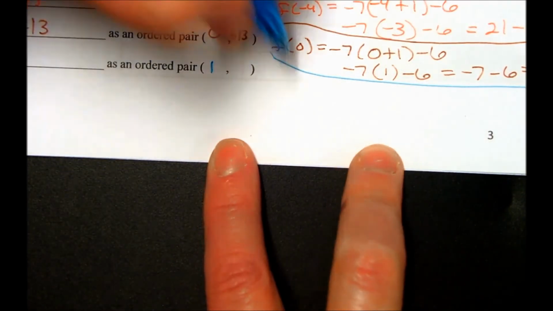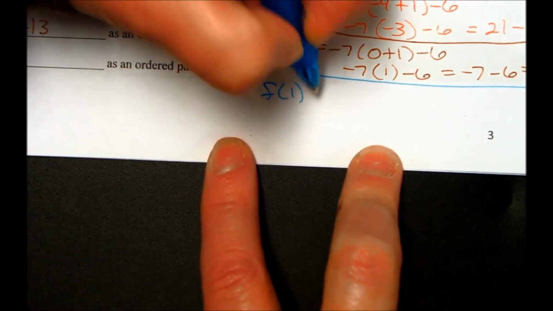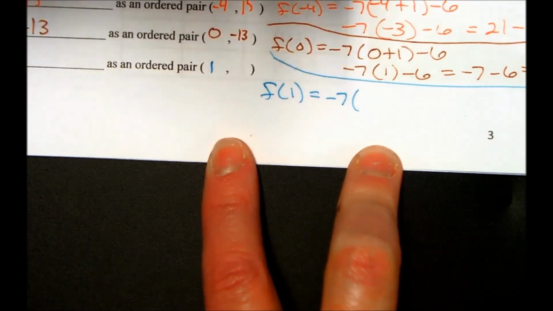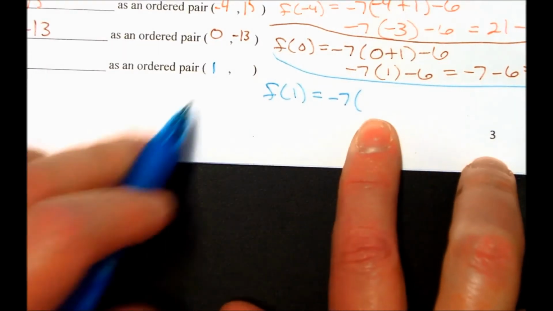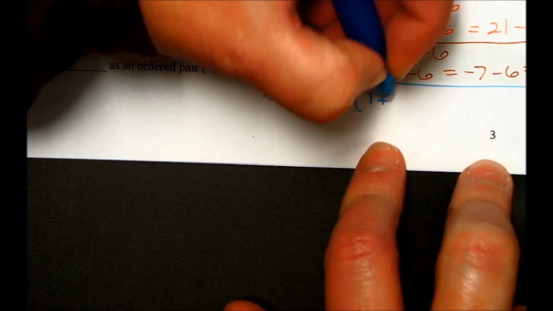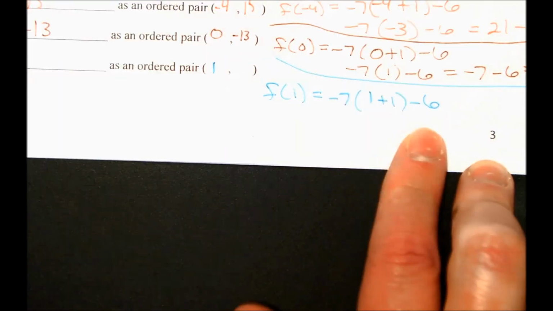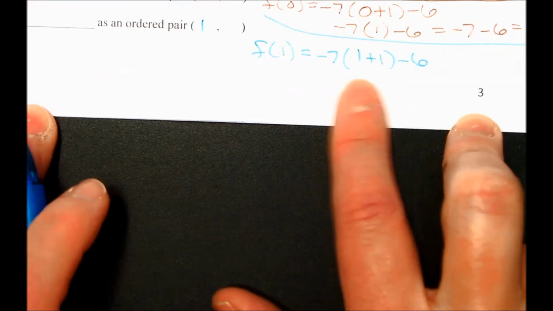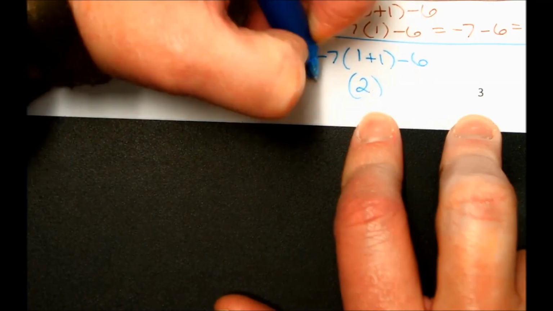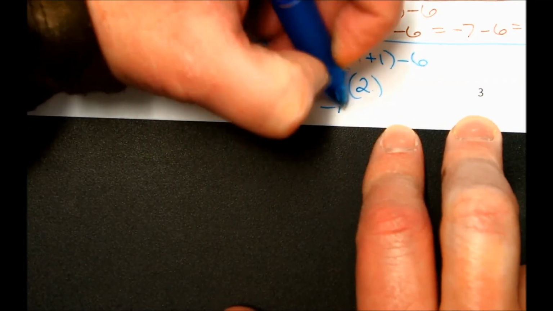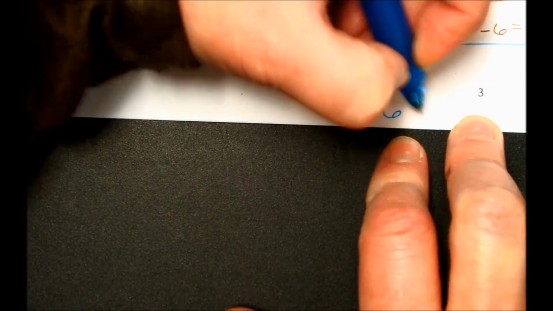So again, we're substituting it into the same equation. There's a -7 out front, and then your x is being replaced with 1. There's a +1 in the equation and a -6. So when we simplify, 1 plus 1 will equal 2, times -7 will be -14, minus 6 will equal -20.